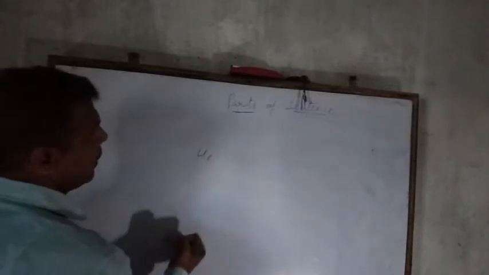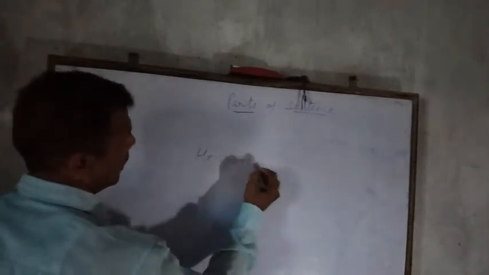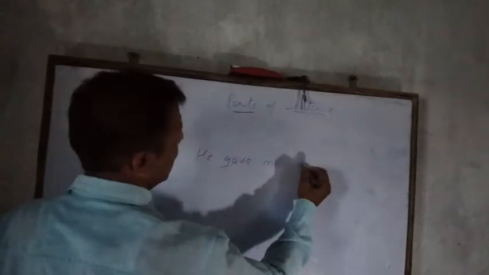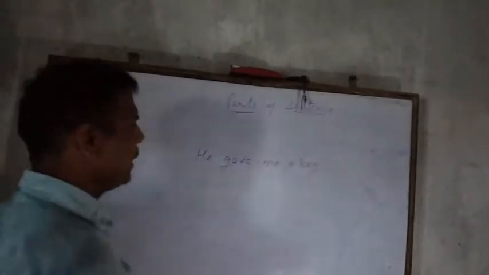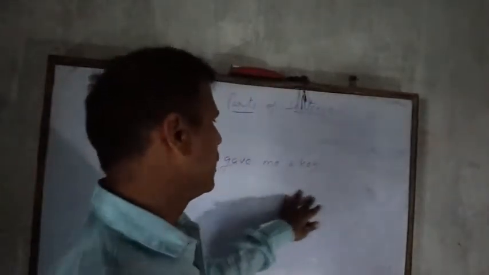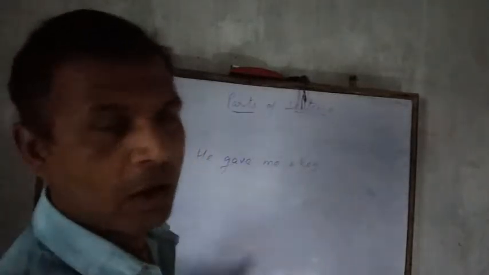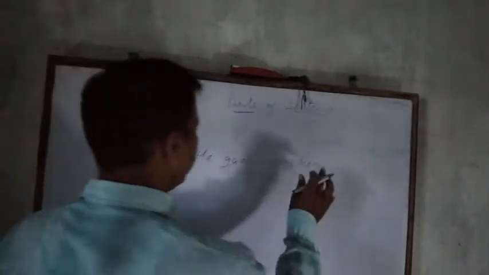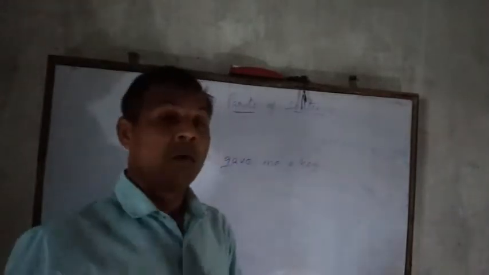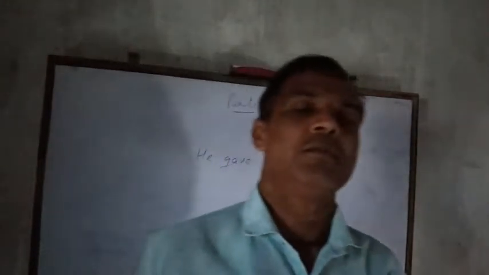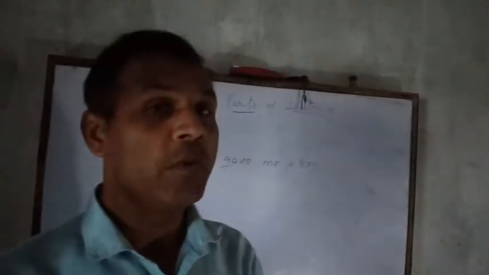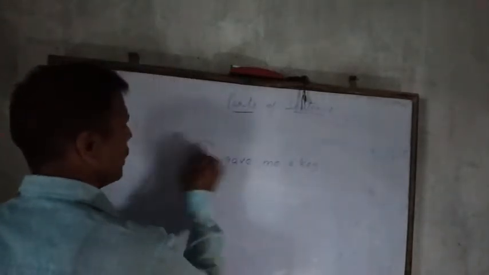For example, he gave me a key. He gave me a key. स्टूडेंट्स, यहाँ पर हम इस सेंटेंस में देख सकते हैं, this is a meaningful sentence. इस सेंटेंस में लिखा है he gave me a pen. Whom are we discussing about here? We are discussing here about he.